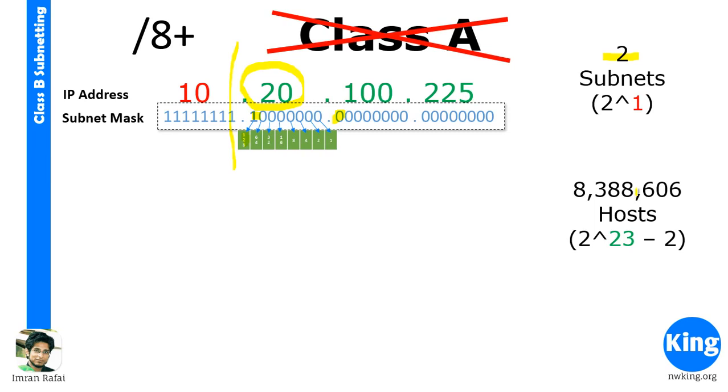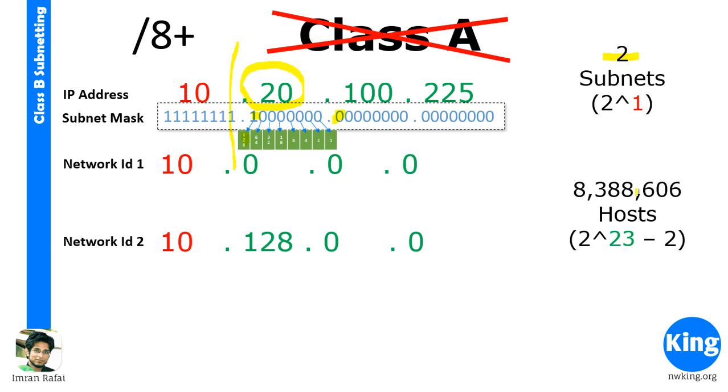Fine, let's get into this question. So what is the network ID of the first network? We know this very well by now. The first network is making everything 0, so it is 10.0.0.0. How do we get the next network ID? We add the place value of the last bit.